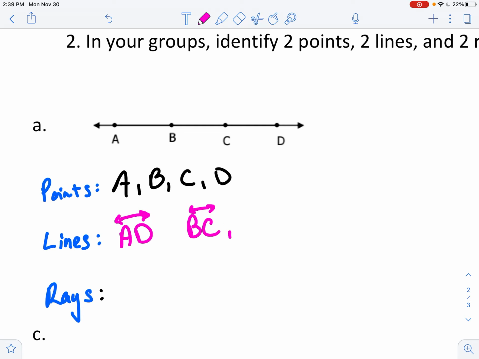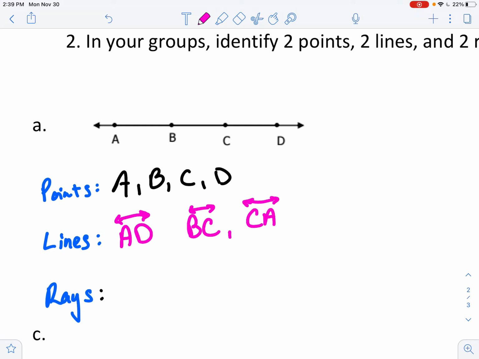What else could I say? I could say CA. CA would be a line. And I think a lot of us get paralyzed by the idea here that it has to have the arrow next to it. Well, it really doesn't. As long as you call it a line here, CA would be a line.